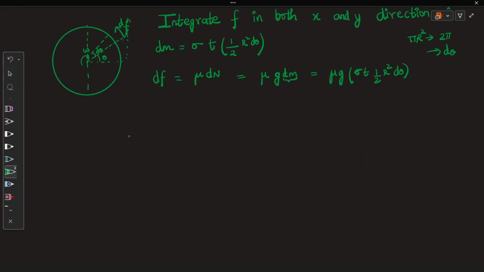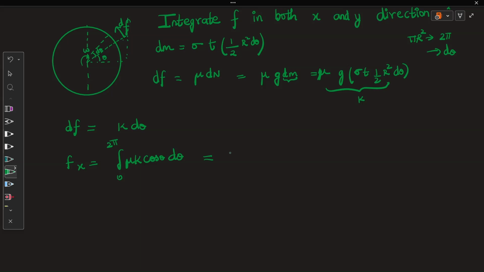Now dF is nothing but, taking this whole part as K, K d theta. Now I have to integrate. The force in the y direction is the integral of dF into cos theta, so K cos theta d theta. Without mu, I am considering it as K, because the mu value changes. It's not constant for the entire angle. So I'm just considering mu over here. Between 0 to 2 pi, but mu varies, right?